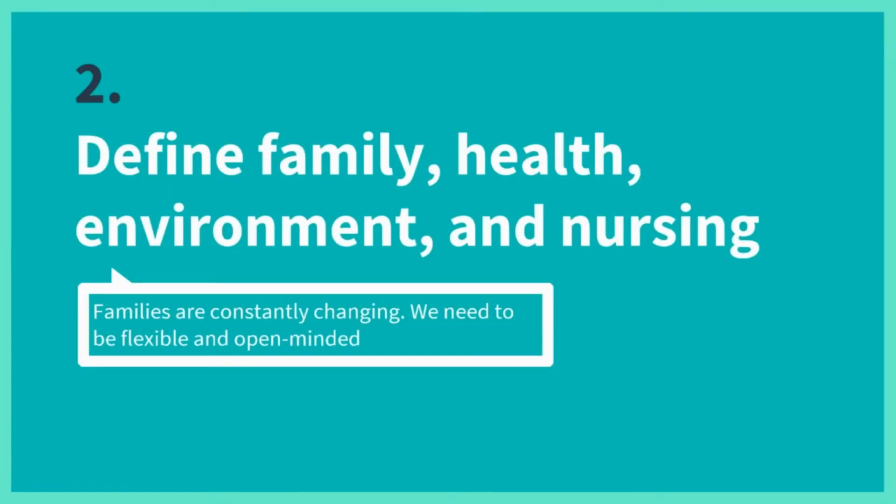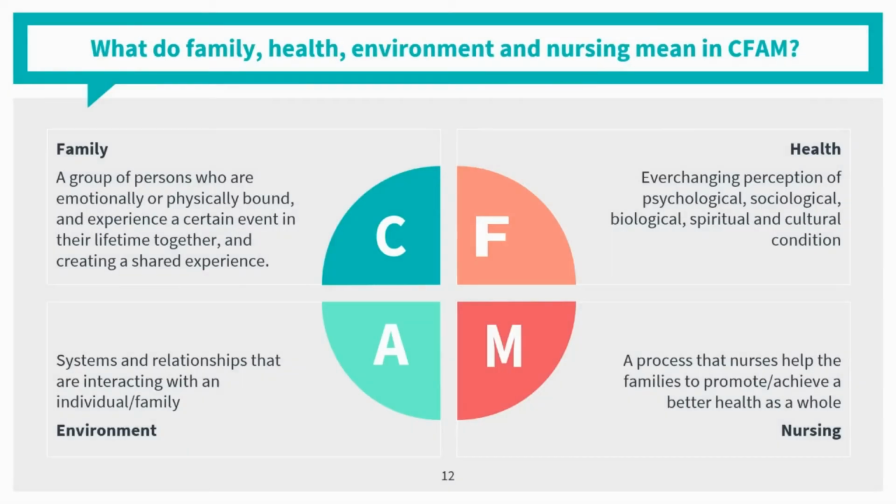Now, let's define these concepts in CFAM. Family is a group of persons who are emotionally or physically bound together and experiencing an event in a particular time. Health is a psychological, biological, even cultural perception and constantly changing. Environment is the systems and relationships that are interacting with individuals and families. Nursing is a process to help families to achieve better outcomes.